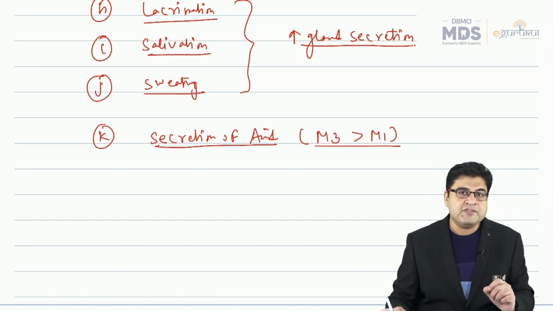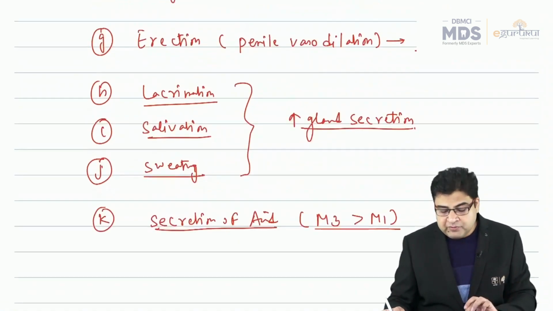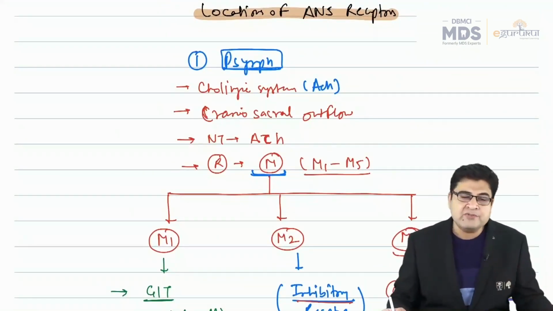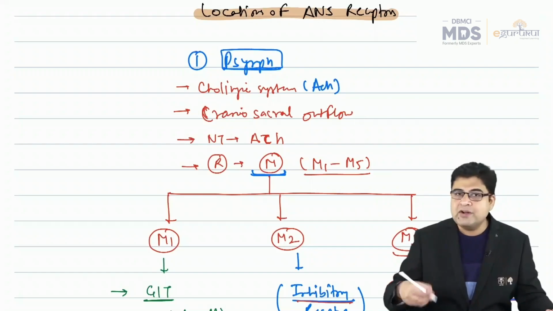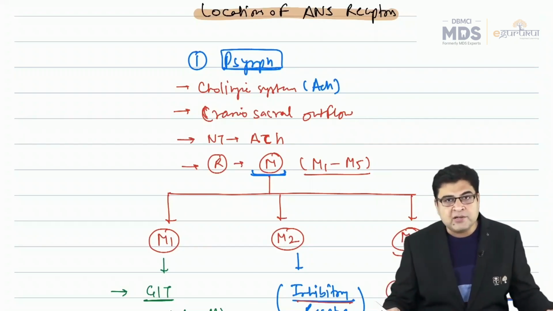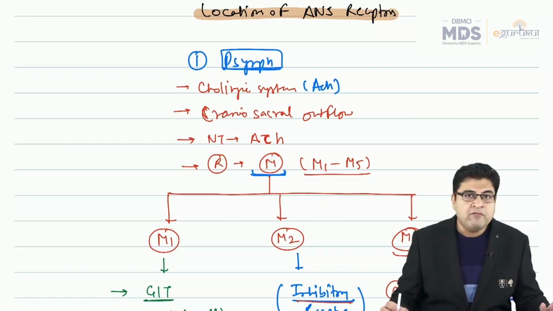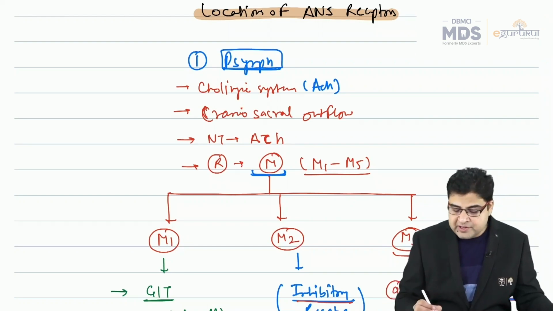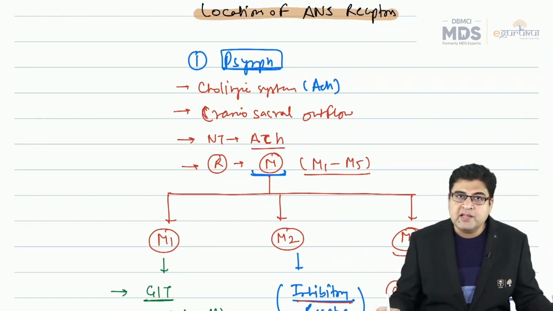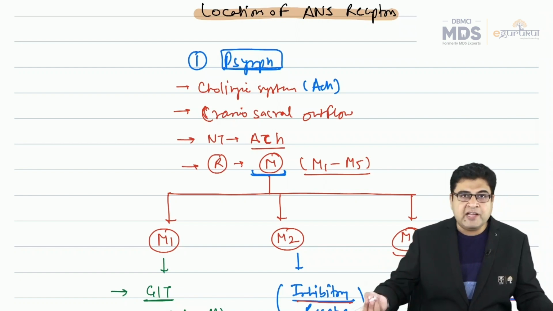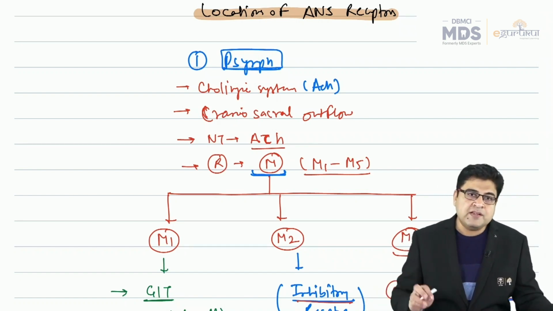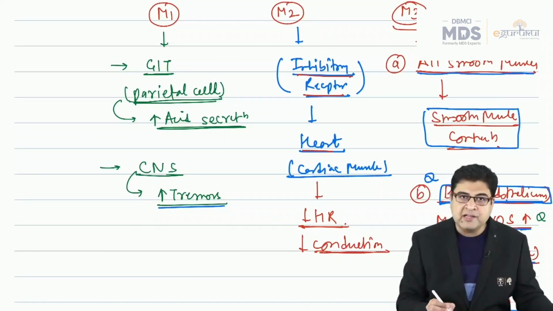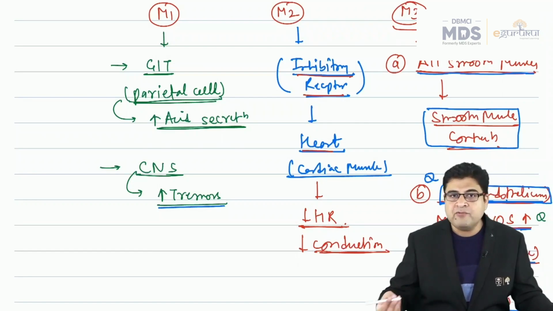So this is the full form of this mnemonic, that is DUMBBELS. What have we discussed so far? The parasympathetic system gets activated as long as we are not in stress, and this is also known as the cholinergic system. The neurotransmitter is acetylcholine. We also call it craniosacral outflow. We have 4 cranial nerves, 3, 7, 9, 10, and the sacral nerves S2 to S4. The receptor here is the muscarinic receptor, which is of 5 types. Out of these 5 types, 3 receptors are important for our exam: M1, M2, M3. The muscarinic 1 receptor is present in the GIT, involved in acid secretion, and present in the CNS, involved in tremors.